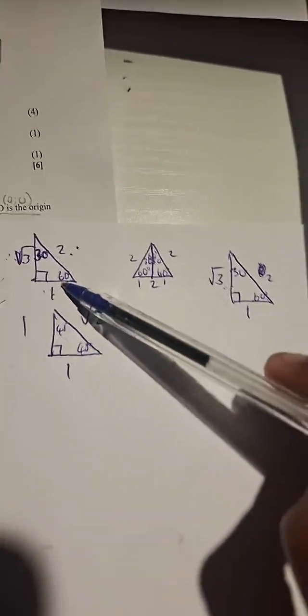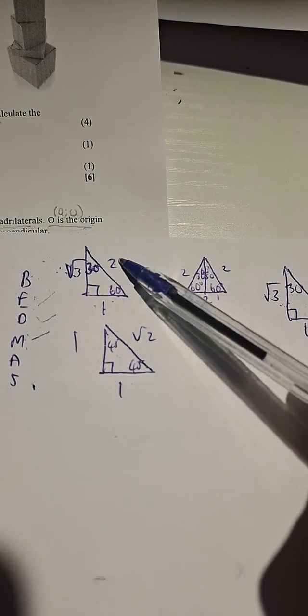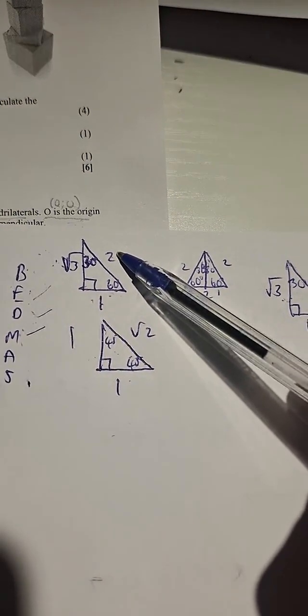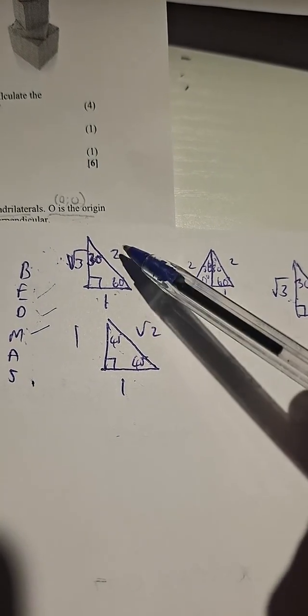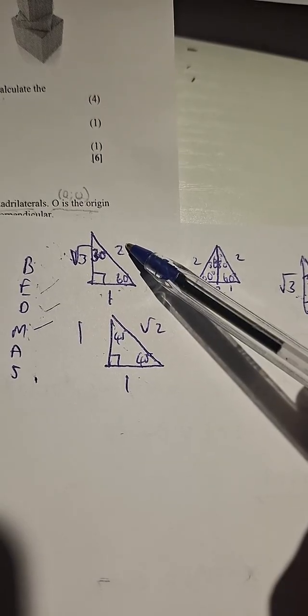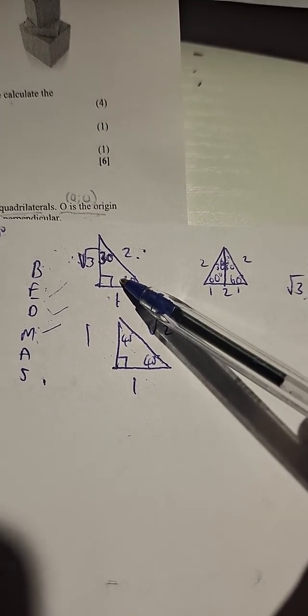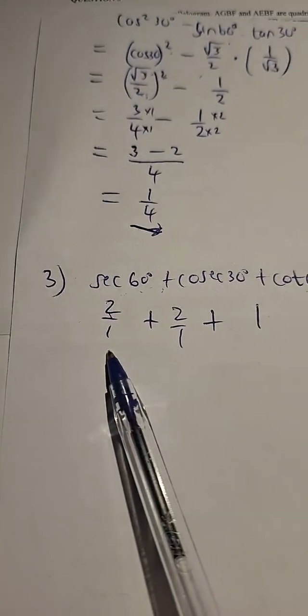So we want sec 60. Where's 60? Here is 60. Sec 60 is hypotenuse over adjacent. That's 2 over 1. Hypotenuse over adjacent. Okay. So the first one, sec 60, is 2 over 1.